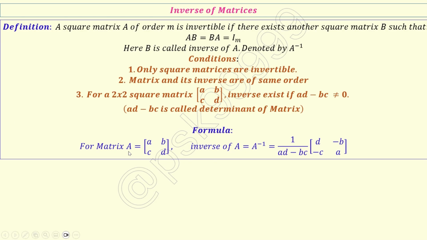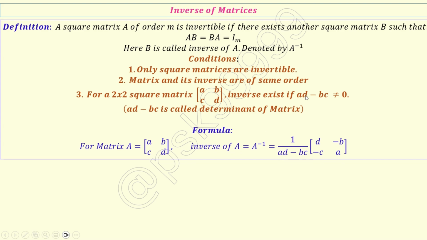Okay, if matrix A is A, B, C, D, then the inverse, which is A to the power of minus 1, is nothing but 1 by AD minus BC. D and A will change their positions. B and C will get their negation. So D, minus B, minus C, A. Multiply with the scalar 1 by AD minus BC.